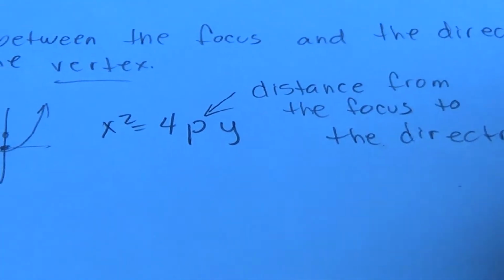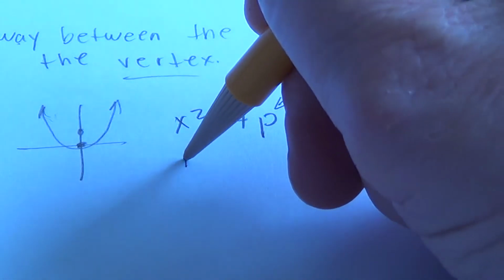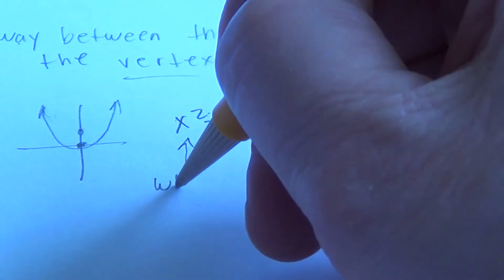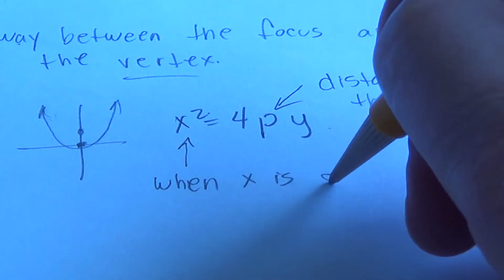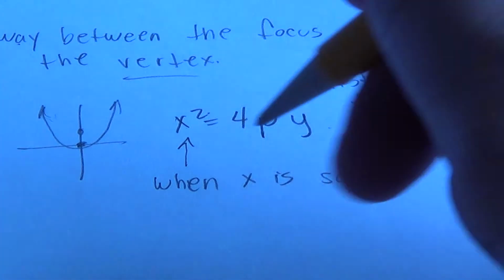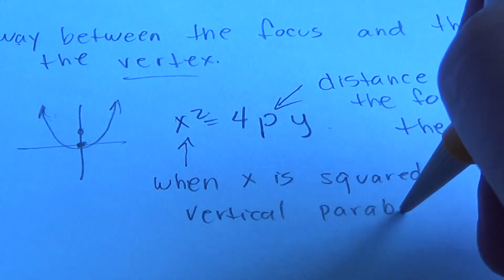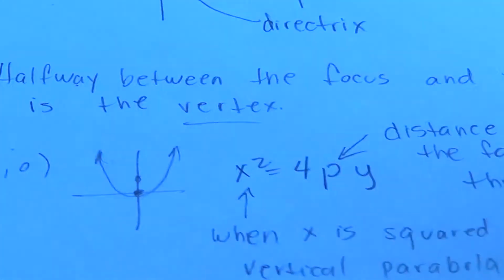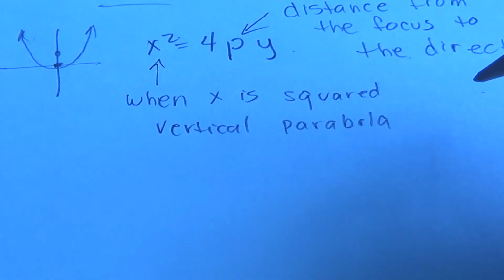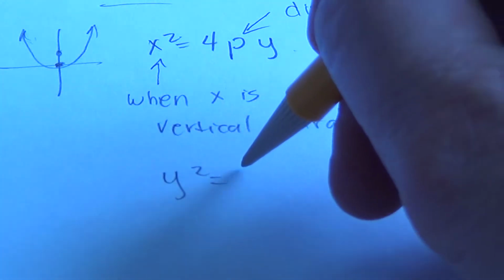All right, so with that in mind, let us see what this equation tells us also. When the x term is squared, the y term is not. When x is squared, that means we have a vertical parabola. What's one that you're used to studying? One that opens either upward or downward. So that leads you to the thought, well, what's it look like if it opens left and right? And probably, as you may suspect, y squared equals 4px.